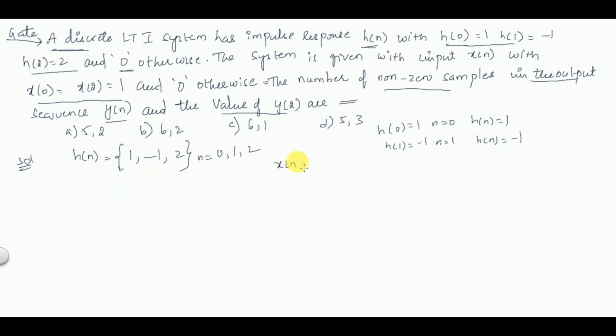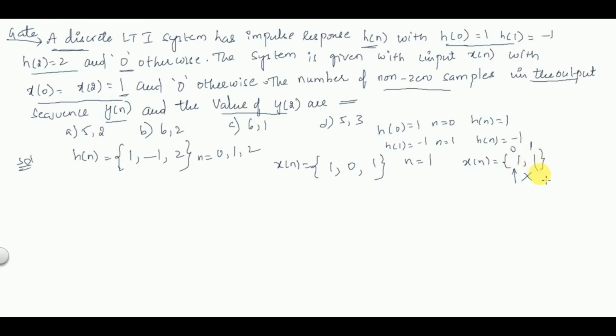Similarly, we can write x of n. Starting with 0, x of 0 is equal to 1. He has given 0 otherwise, and he has not given any value for n is equal to 1, so that will be 0, and x of 2 is equal to 1. You should not write x of n as 1 comma 1. This is wrong, because when a sequence starts from 0, the next value of n is 1, not 2.